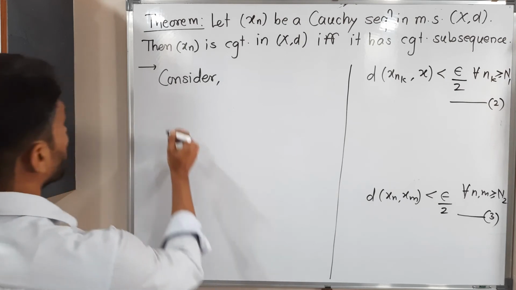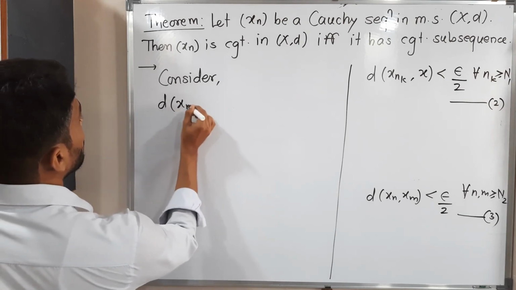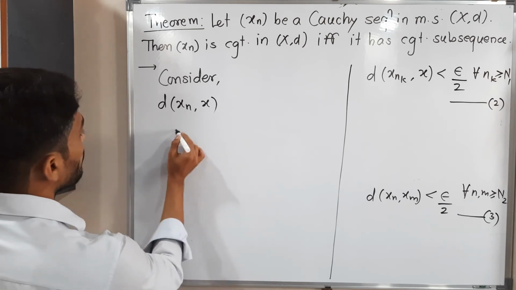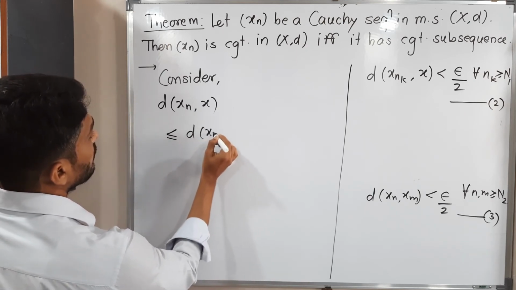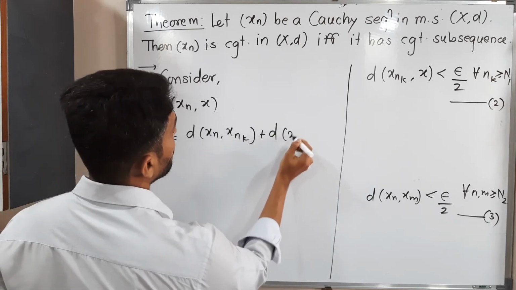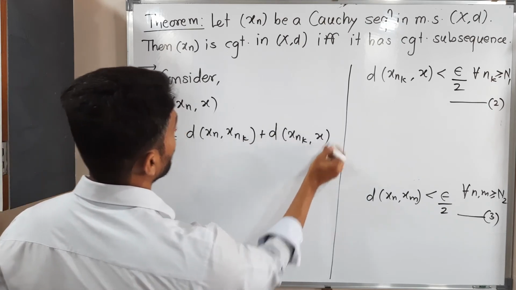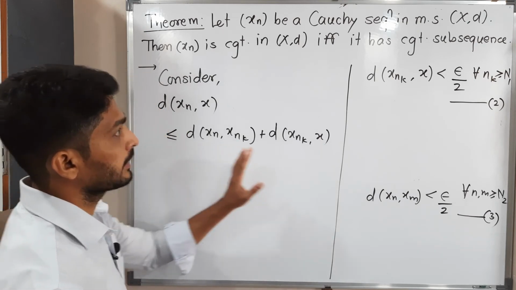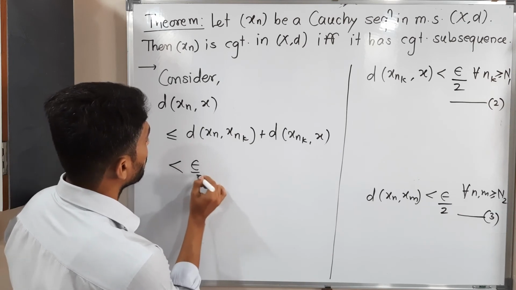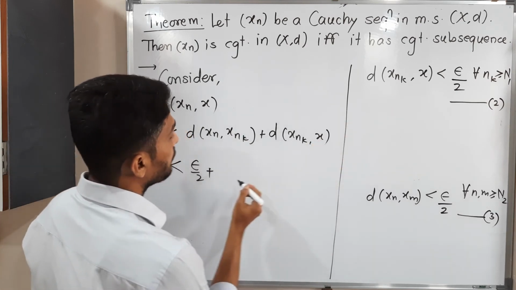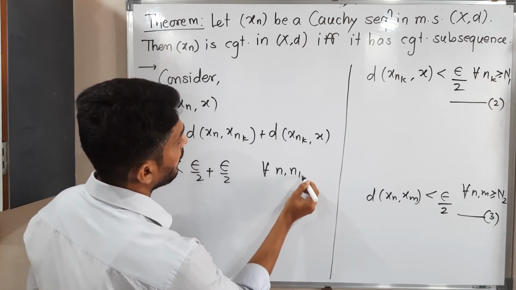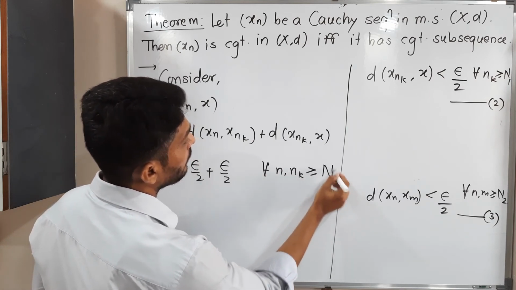So I am considering d(x_n, x). I am going to use the triangle inequality. So this is less than or equal to d(x_n, x_{n_k}) plus d(x_{n_k}, x). Okay, so d(x_n, x_{n_k}), this type of thing we have. So this is less than epsilon by 2. And from 2, this is less than epsilon by 2. I should mention, for all n, n_k greater than or equal to capital N.